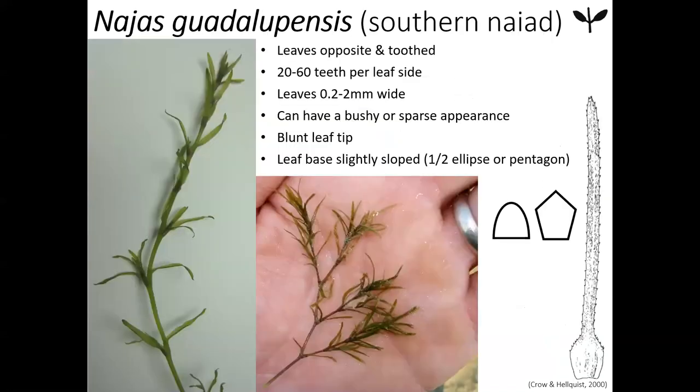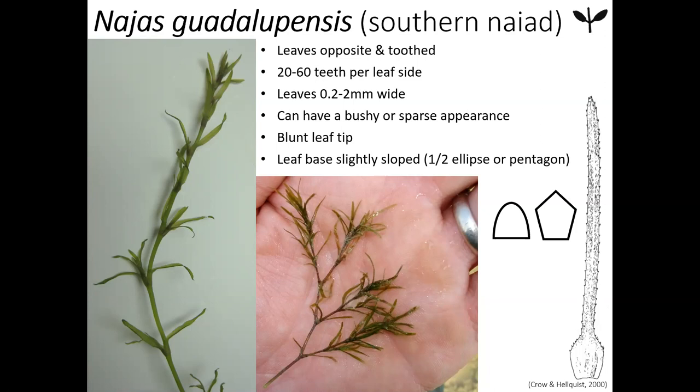Next. The next species we have is Naias guadalupensis, or southern naiad. Again, another common species that you'll see. This one is very similar to Naias flexilis. Again, opposite and toothed leaves, 20 to 60 teeth per leaf side, and that leaf base is also going to have that slightly sloped shape. The key difference between guad and flexilis is the leaf tip. On guadalupensis, the leaf tip is going to be more blunted, versus flex is going to be more acute.